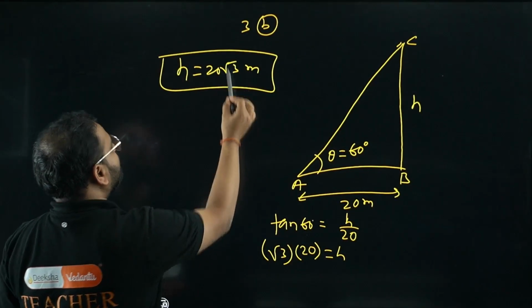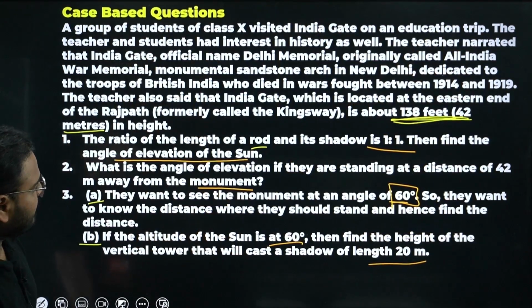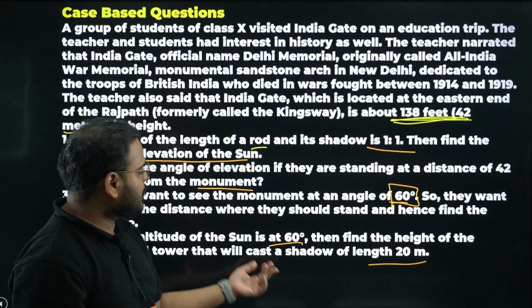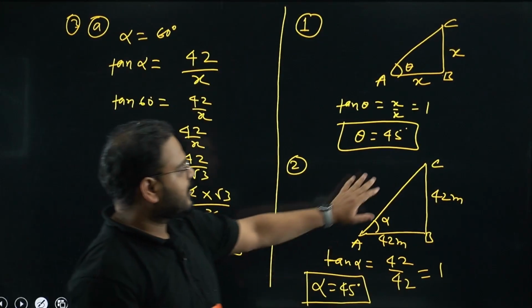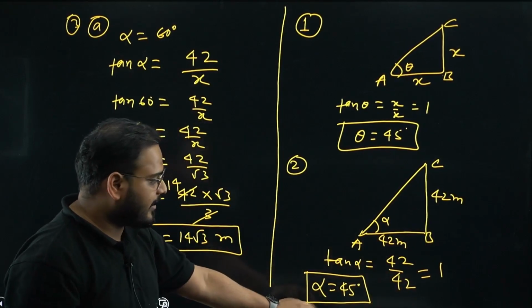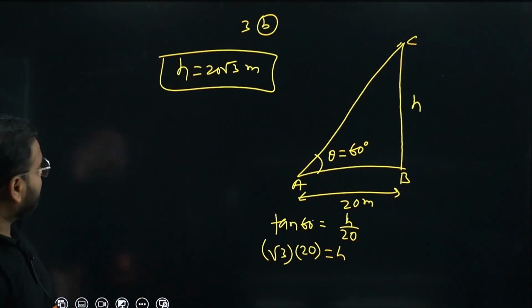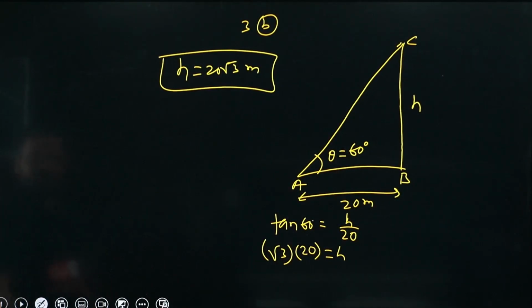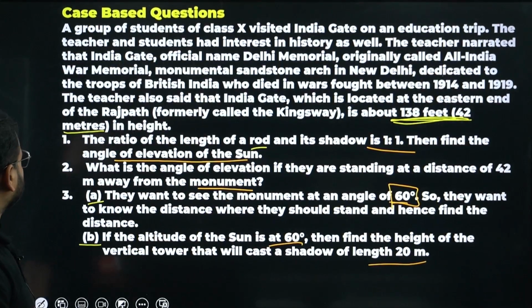Have they given the root 3 value? If not, then you can keep it like this. Have a look. They have not given it, right? So you can keep it like this only at both places: 20 root 3 and 14 root 3. Have a look. Part 1 answer is here, 45 degrees. Part 2 answer is also 45 degrees. Part 3A answer is coming as 14 root 3, and part 3B is 20 root 3. Clear? A simple case study based upon the application of trigonometry, heights and distances.